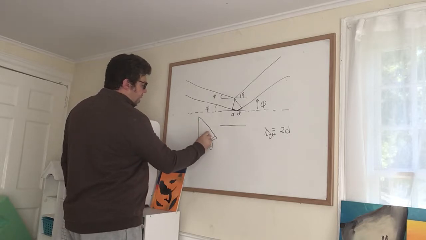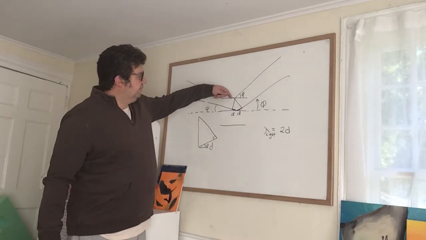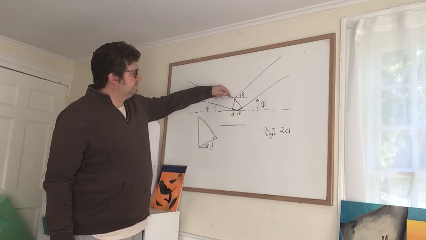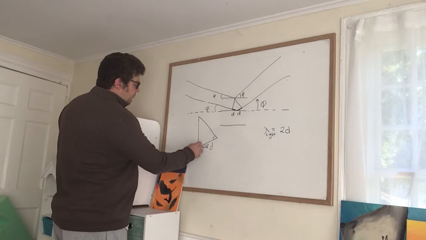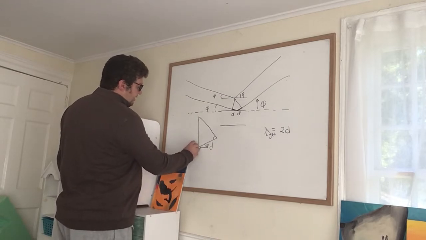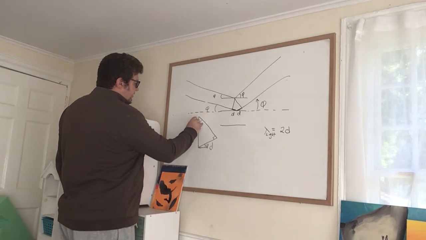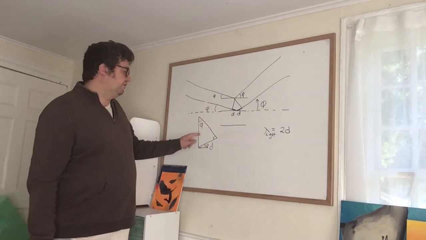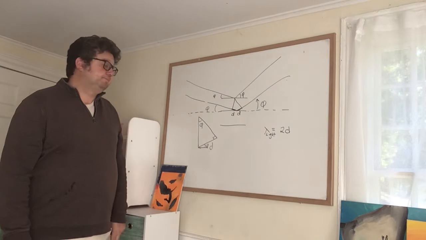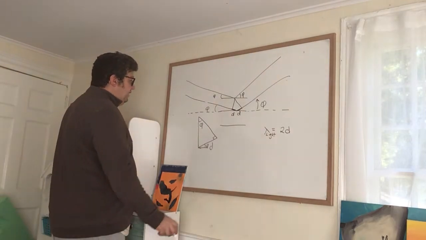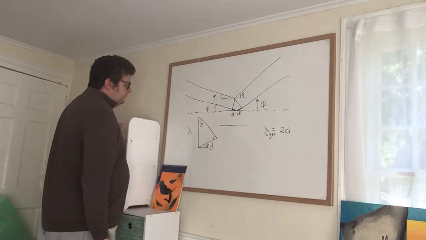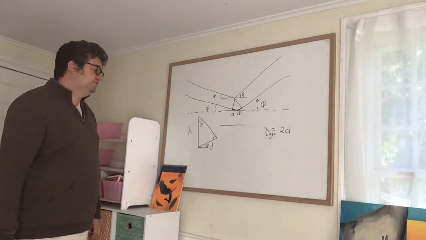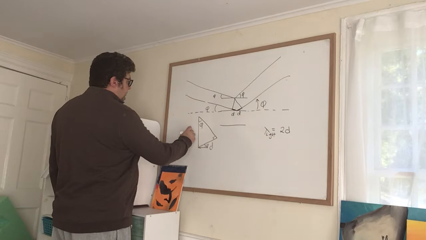So this angle here is going to be a right angle, right? Because these are both parallel rays, and that means that this angle here is 90. If that's 90 minus phi, that means that this angle over here is phi, right? And I know this distance here, which is just the wavelength of the sound.